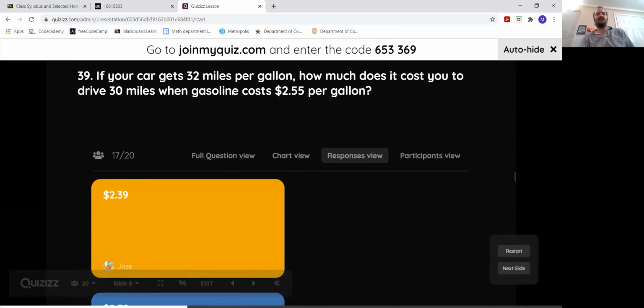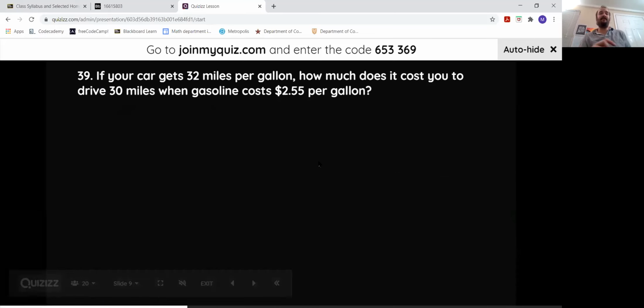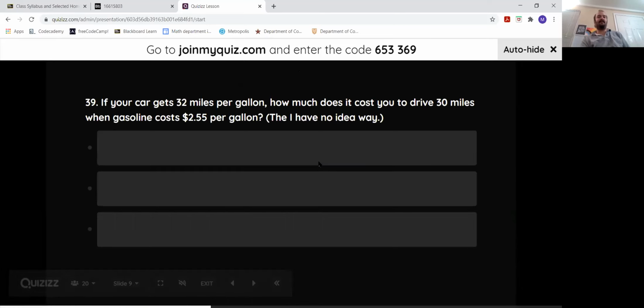Because if 30 miles for 250, or wait, we're getting 32 miles per gallon and we're driving 30 miles, it should be a little bit less than 255 if you think about it relatively, right? But let's pretend like we have no idea what's going on. All you have to do is be able to write out your units on this thing.